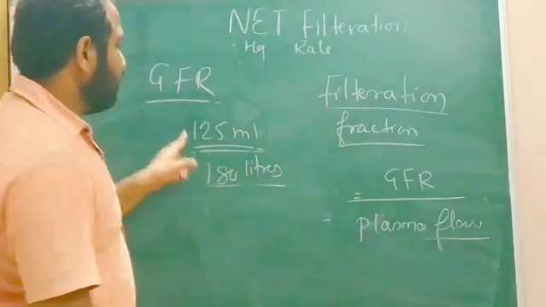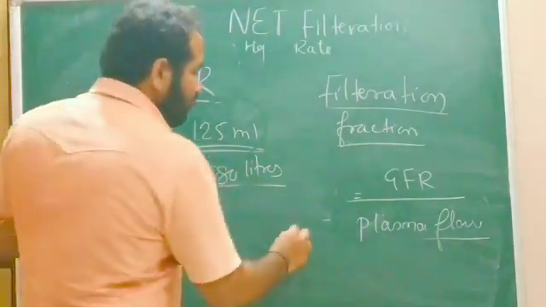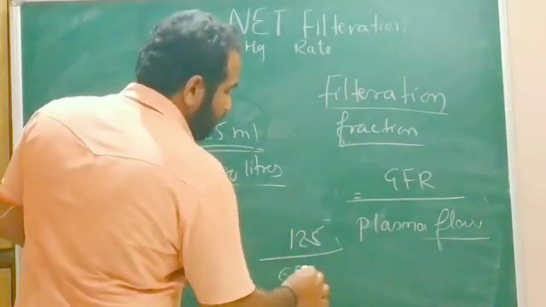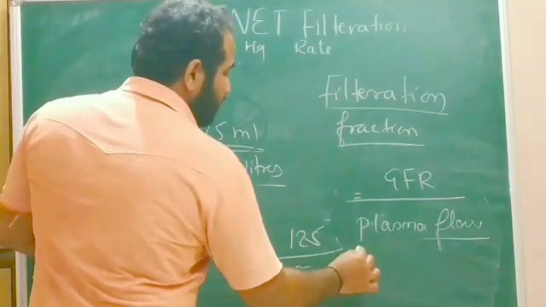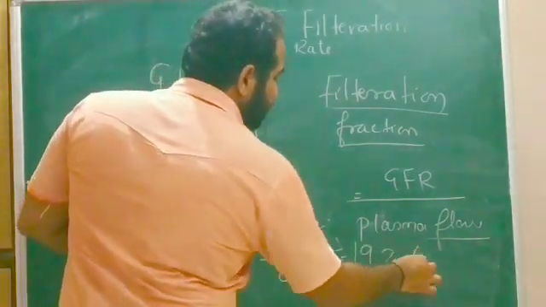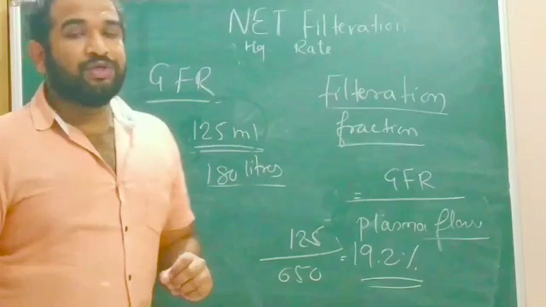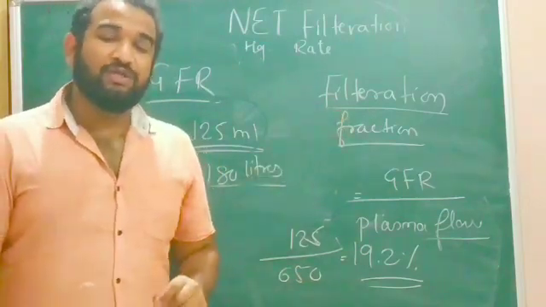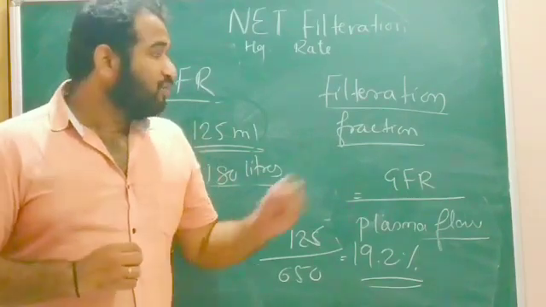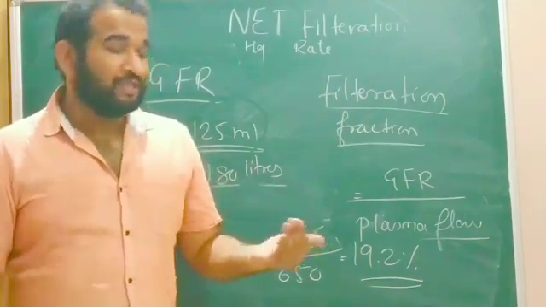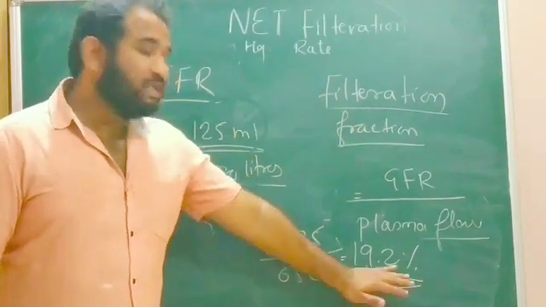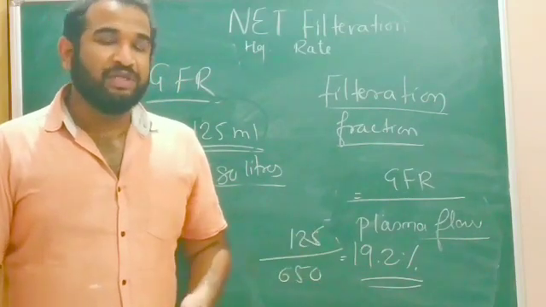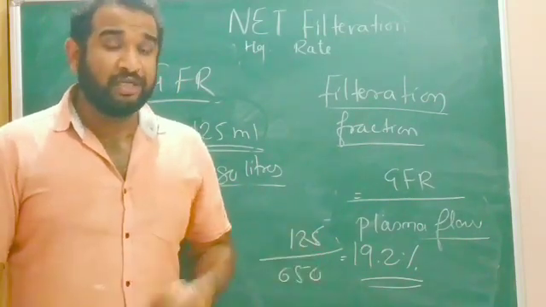Okay, how much is the GFR? We know that GFR per minute is 125 ml. So 125 ml divided by plasma flow. Plasma flow is 650. So this becomes 19.2%. Okay, so 19.2% is the filtration fraction. I hope we are clear about this. In a normal individual, the filtration fraction is 15 to 20%, and the filtration fraction is always given in percentage. What we have calculated is 19.2. In an average person, it can be between 15 to 20%.